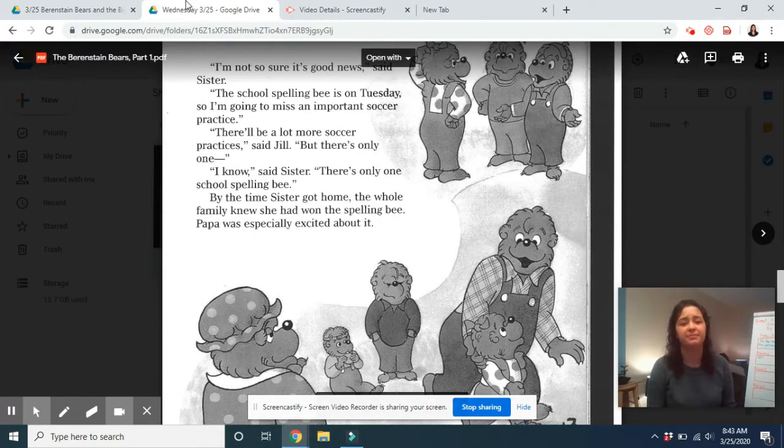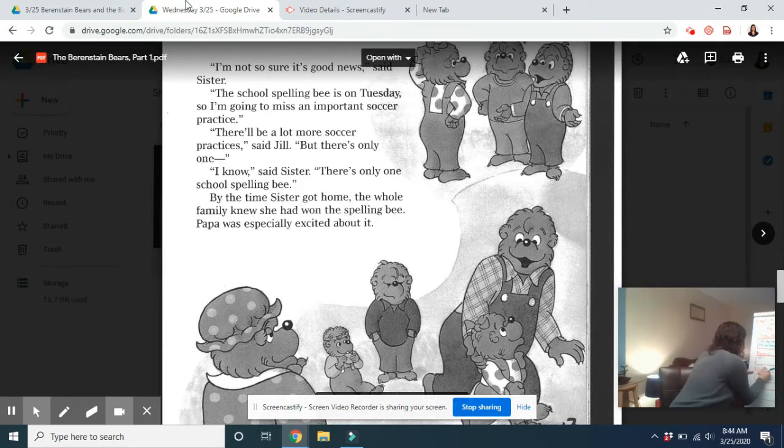So she starts off the page and says, "I'm not so sure it's good news. The school spelling bee is on Tuesday, so I'm going to miss an important soccer practice." And her friend says, "There will be a lot more, but there's only one." And before she can even finish, Sister interrupts her and says, "I know, there's only one school spelling bee." So she's being honest with her friend that she knows how difficult this choice is going to be for her to make because she wants to be a part of both.